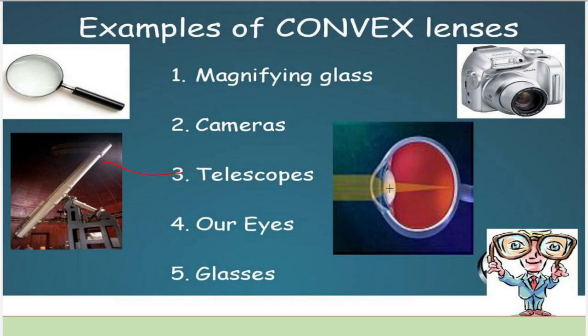Even a human eye contains a lens. Again, we will take this up in the later discussion. Even this lens is like a convex lens only. And also some glasses would be of convex type only.